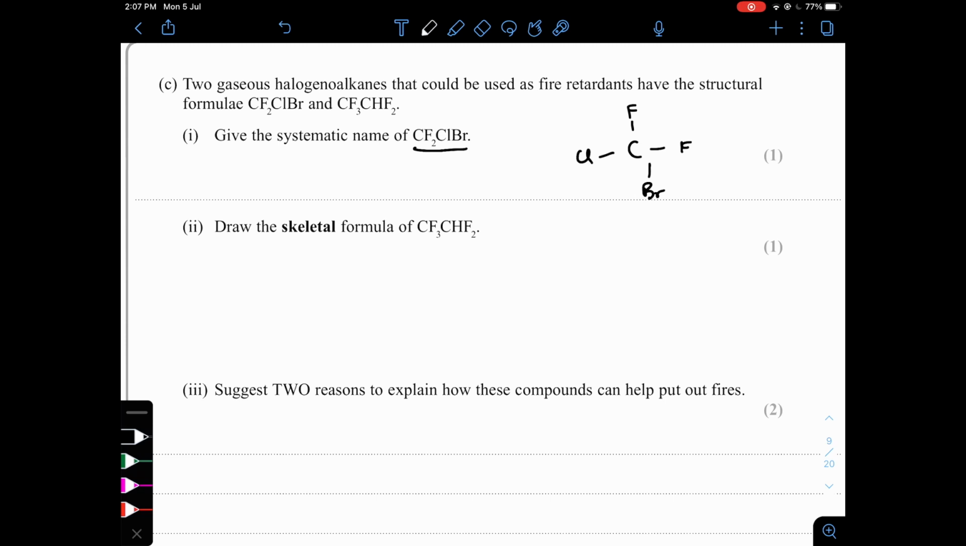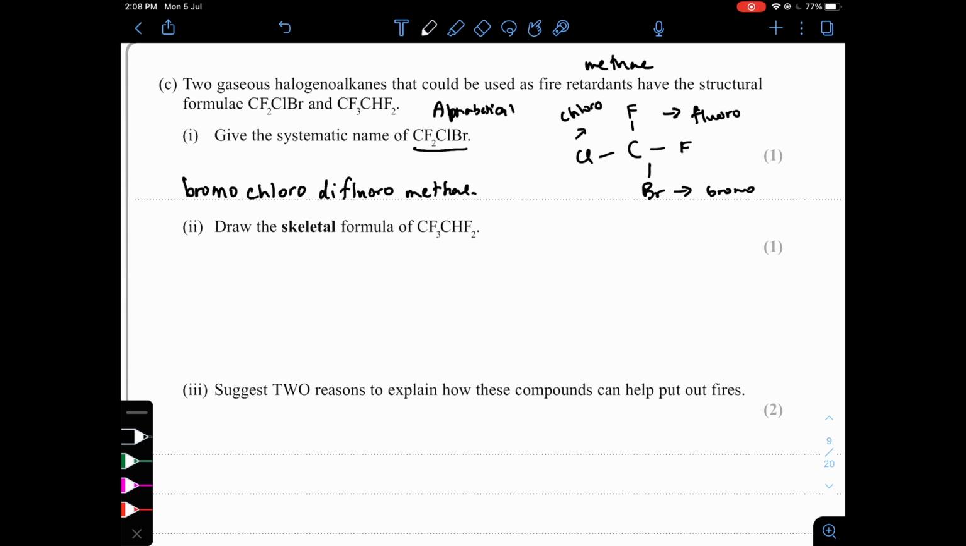Now when we're naming such things, we always go alphabetical. So we have fluoro, we have bromo as the prefixes, and we have chloro. So what comes before is bromo, B, so bromo. Then we have chloro. But what about the fluoro? We have two of them, so difluoro. And what type of compound does this remind you of? A methane, isn't it? It's one carbon, so methane.